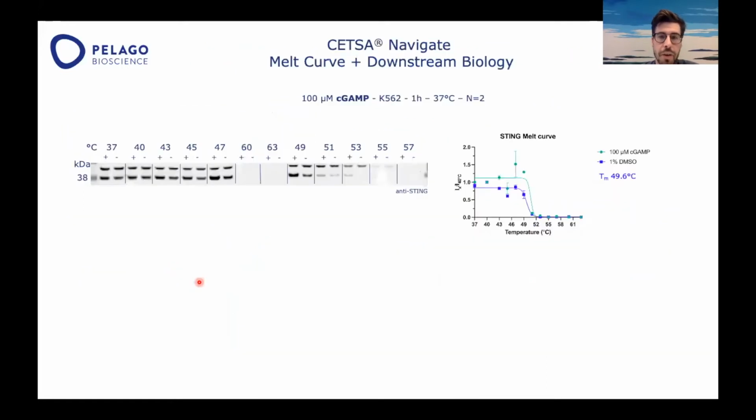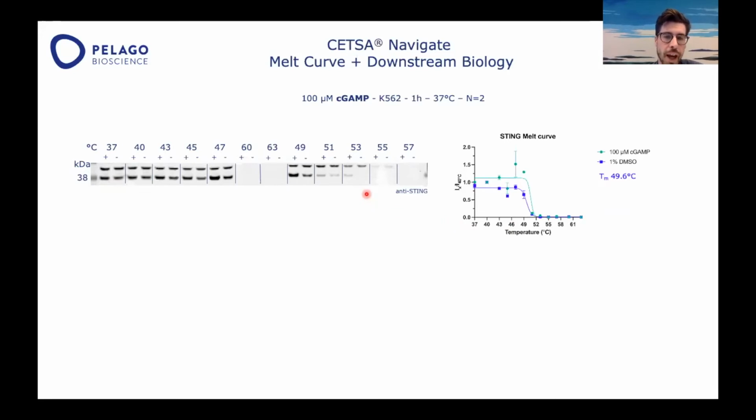So let's have a look at the first tool compound, being cGAMP. The layout of the slides will be similar. For the membranes, you will always see a compound incubated sample directly next to the vehicle control, for any given temperature. And in the quantification, you'll always see on the x-axis the temperature and on the y-axis the normalized Western blot intensities.